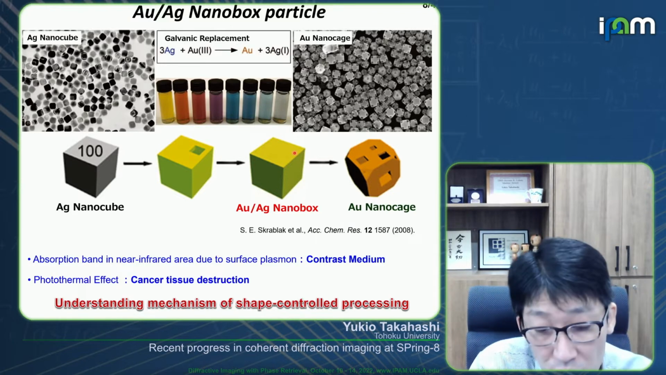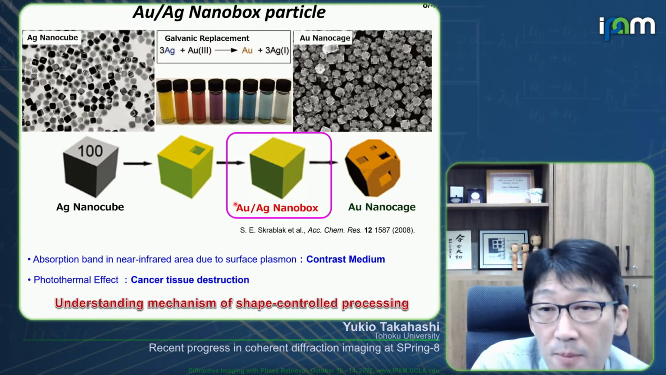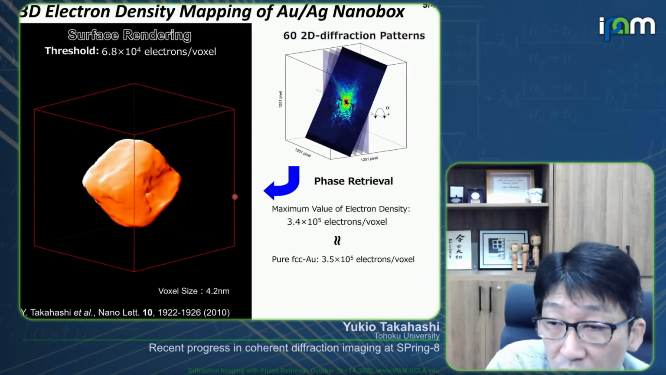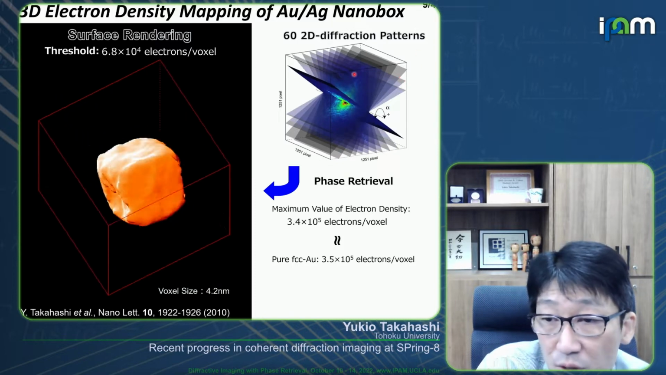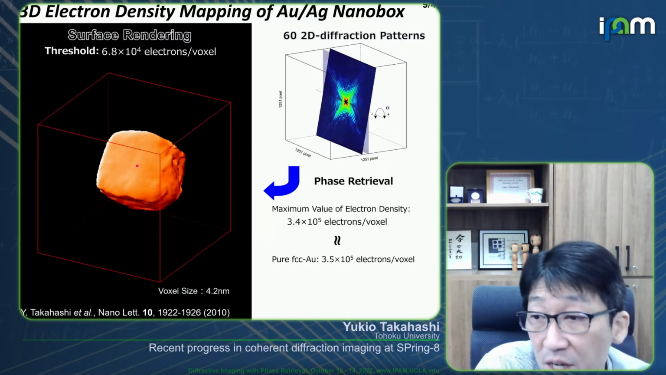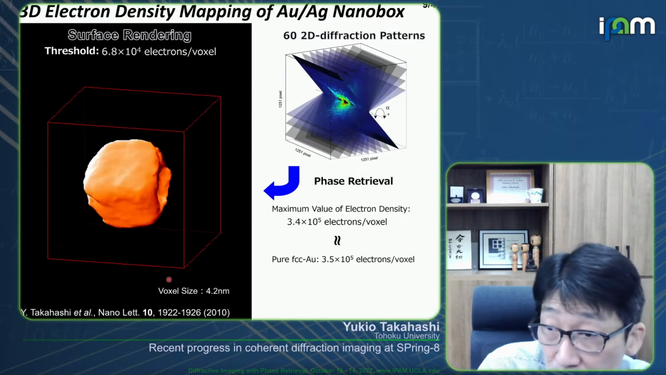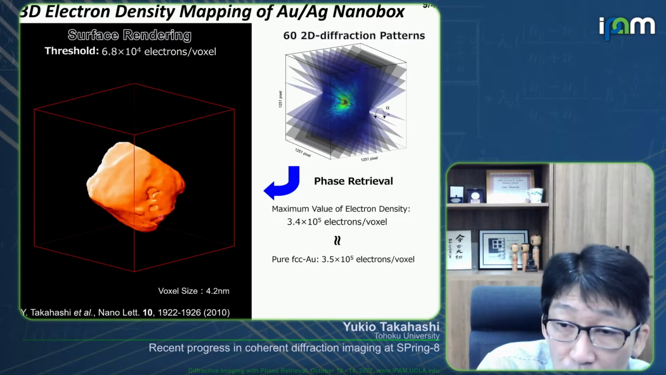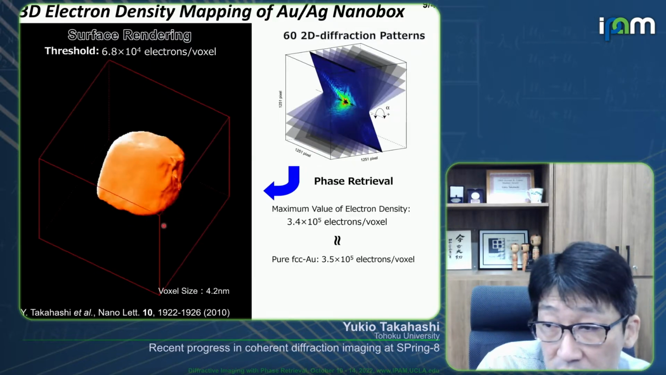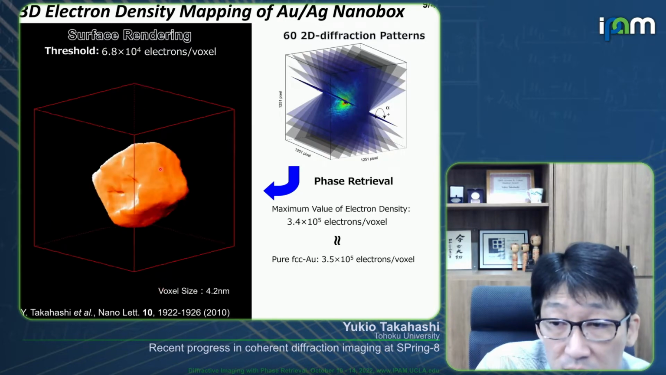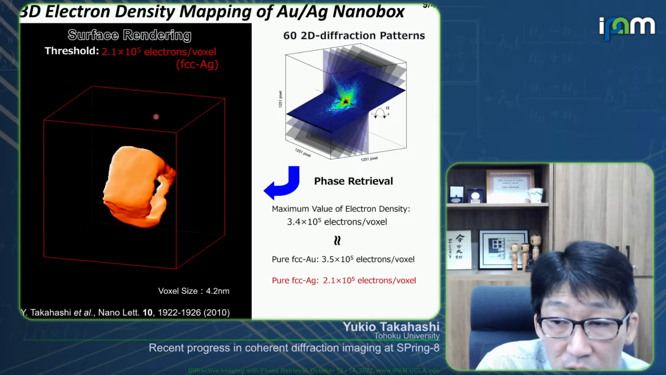As the sample, we chose a gold-silver nanobox particle that is intermediate in this process. We measured 62 diffraction patterns of the isolated gold-silver nanobox particle at 60 incident X-ray angles and then reconstructed the image. This is a surface rendering of the nanoparticle. The voxel size is 4.2 nanometers, a very high resolution, where the threshold electron density is set to this value. You can see that there are small pieces on the surface. Next, when we set the threshold to the electron density of pure FCC silver, the hollow interior appears.